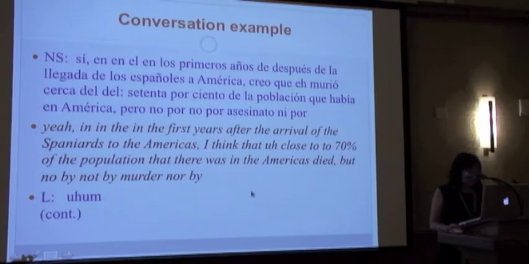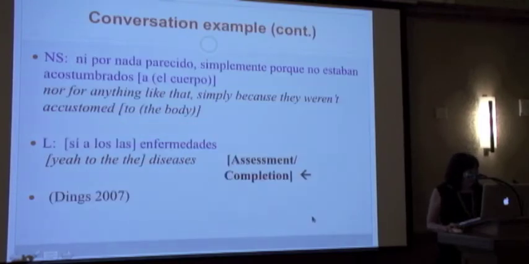This example I wanted to show you, I'll read it in just the English part. The native speaker says, "In the first years after the arrival of the Spaniards to the Americas, I think that close to 70% of the population in the Americas died, but not by murder or by," and then the learner agrees. And the native speaker continues, "No, nor for anything like that, simply because they weren't accustomed to the body." And then the learner jumps in with, "To the diseases."